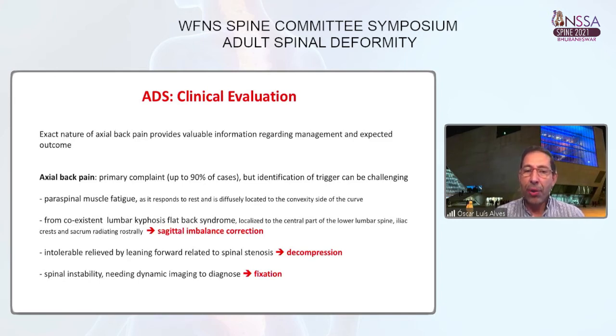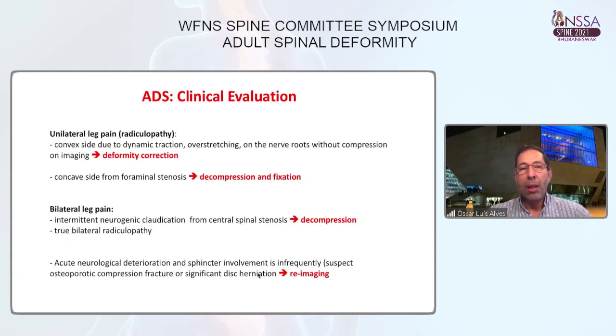It can be exacerbated if you lean forward, related to spinal stenosis, and this leads you to decompression, or it can come from spinal instability, and this needs fixation. Also common is unilateral leg pain from radiculopathy. From the convex side it is due to dynamic traction or stretching of the nerve root without compression on imaging, and you need to address this by deformity correction. Or from the concave side, which is more common, from foraminal stenosis, and this needs decompression and fixation.